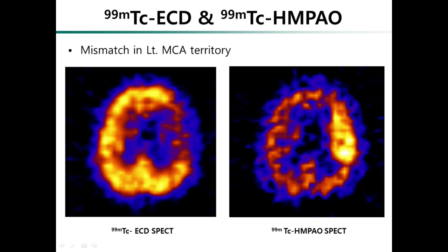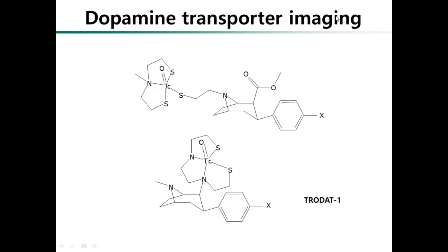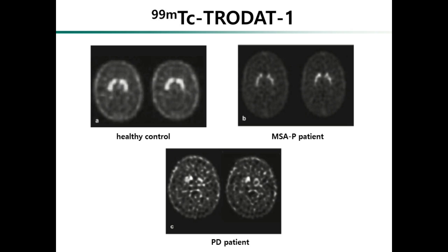For this one, there is Professor Hank Kung from the University of Pennsylvania. He tried to make a cocaine derivative with technetium labeling, and he got something like a dopamine receptor imaging, but actually dopamine transporter imaging.